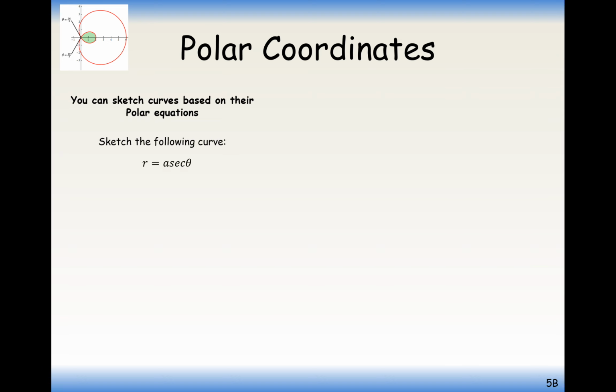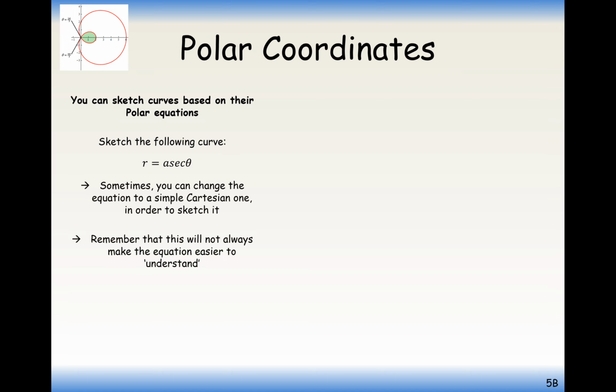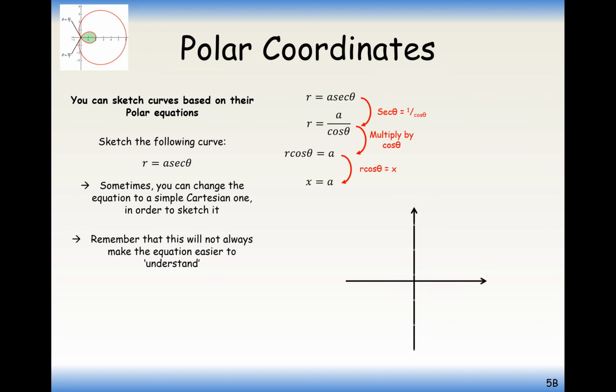Lovely. And in some cases, it's actually easier to rearrange the formula before we start drawing the diagram. And in R equals A sec theta, this is the easier way to go. So rearrange the formula, times both sides by cos theta, and then recognize that R cos theta equals x. So replace R cos theta with x. So x equals A. So it's just the simple graph where all the x coordinates are equal to A. So sometimes it's easier to rearrange the formula.